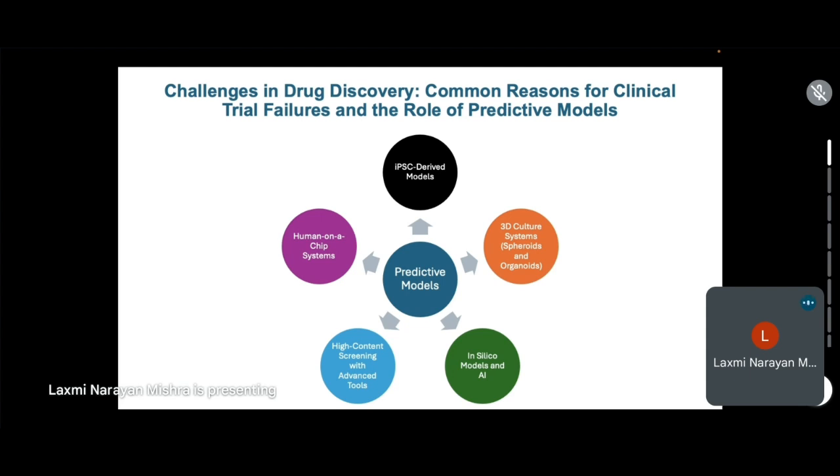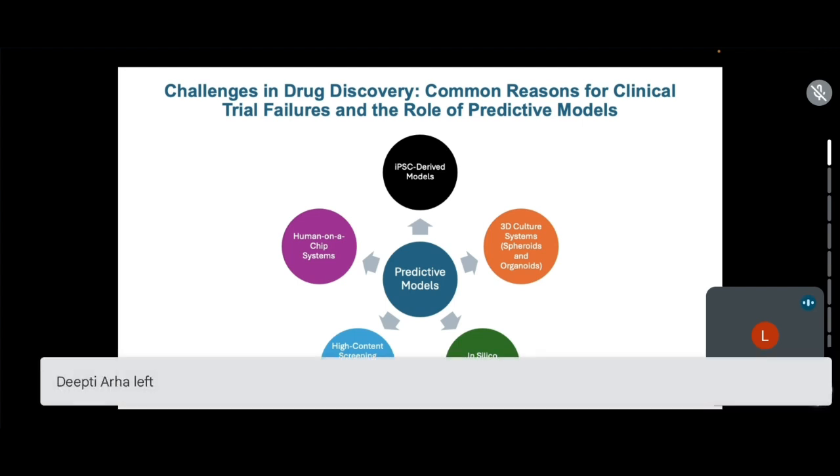We also use high content screening with advanced tools, and this employs imaging and omics technology to generate data-rich outputs, allowing for a deeper understanding of drug effects. And finally, a very recent and advanced system has come. We call it organ on a chip, which combines microfluidics and tissue engineering to simulate multiple organ interaction, and this helps to predict systemic effects of drugs.